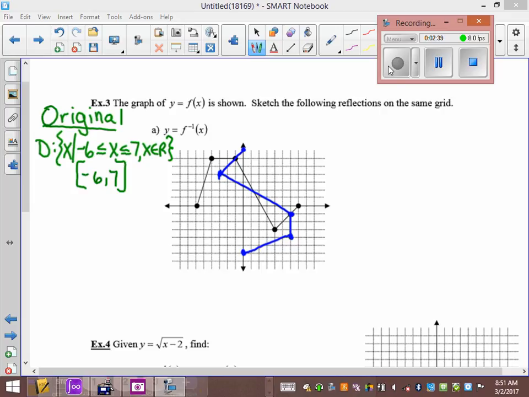So for the original, I don't need to sketch the inverse yet, right? For the range, my lowest y is negative 3. My highest y is 6. That would be between negative 3 is less than or equal to y is less than or equal to 6, y in the reals.